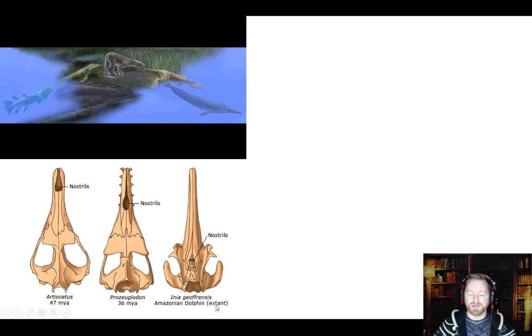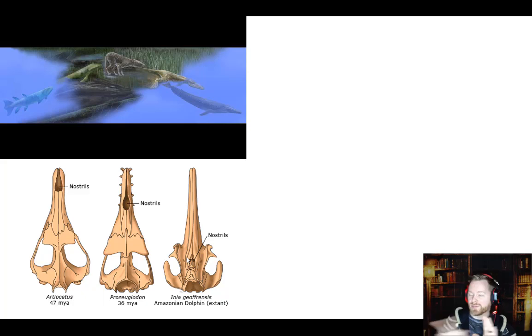Extant means that it's still living. Extinct means that their species is dead. But this is an extant, still living species, even though there are not many of them left. But the blowhole for these is on top of their head. For most mammals, especially land mammals, it's on the tip of their nose. That's the way you perceive the world.